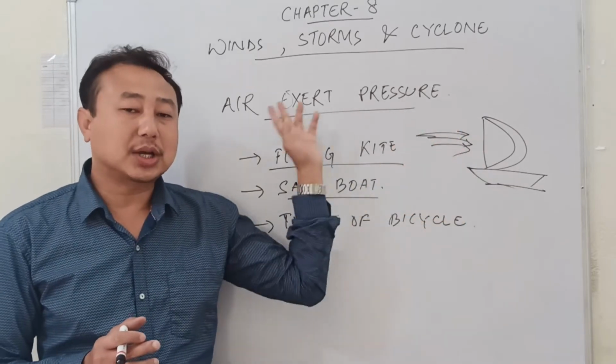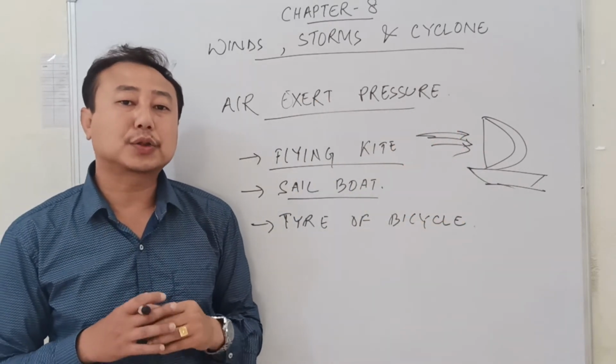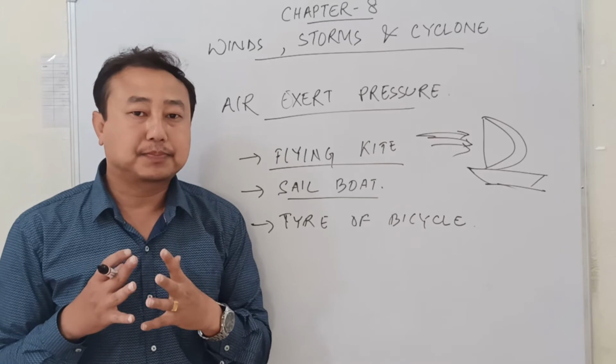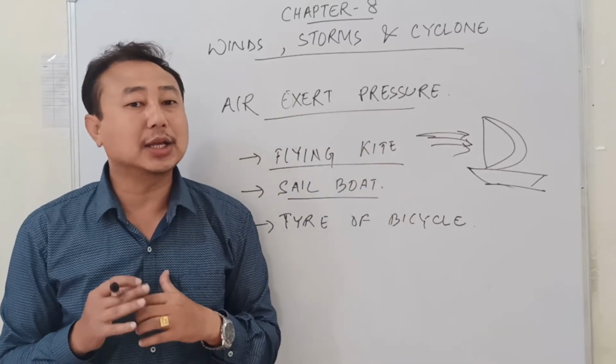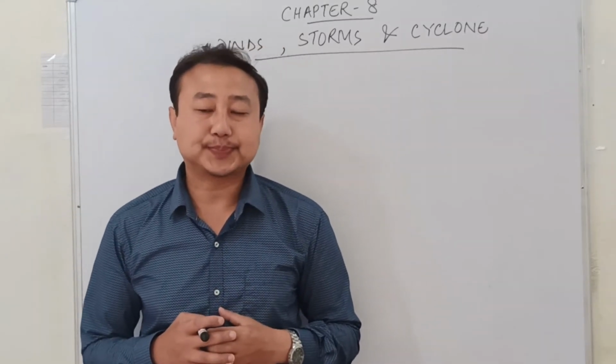These are some of the examples that can be taken in order to explain properly that air exerts pressure on any object. Now, let us see how wind is caused.